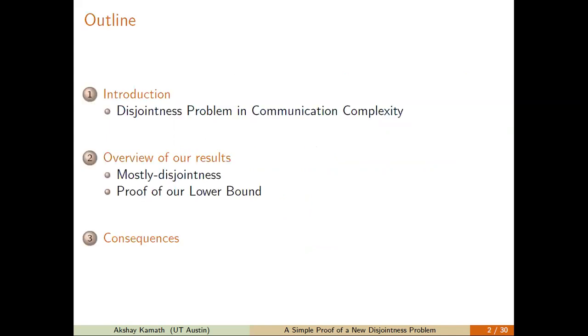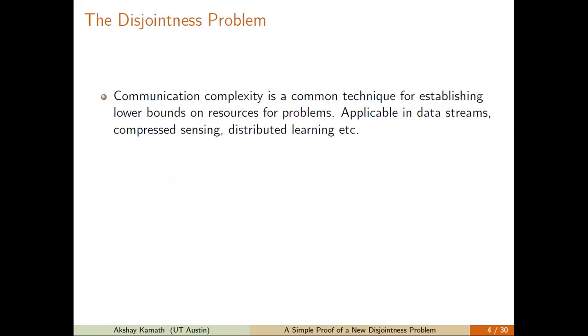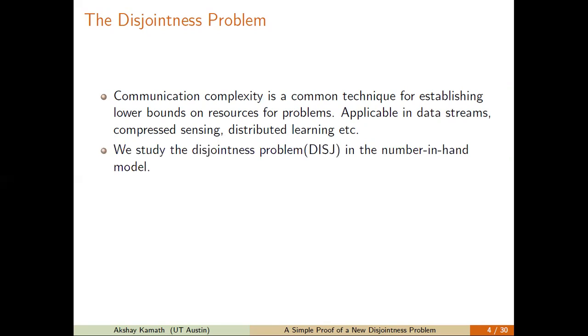Let's start off with an introduction to the disjointness problem and communication complexity. Communication complexity is a common technique that's used to establish lower bounds on resources for different problems. Most commonly, it's used to prove lower bounds on the space complexity of streaming algorithms. We study the disjointness problem, which is a very commonly used problem to prove such lower bounds, and we study it in the number-in-hand model.